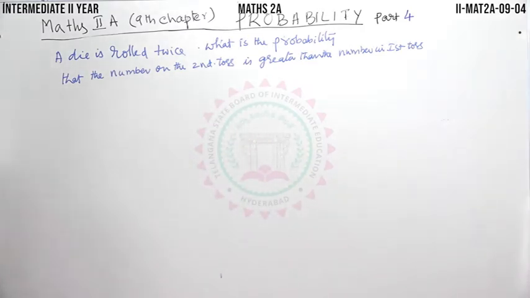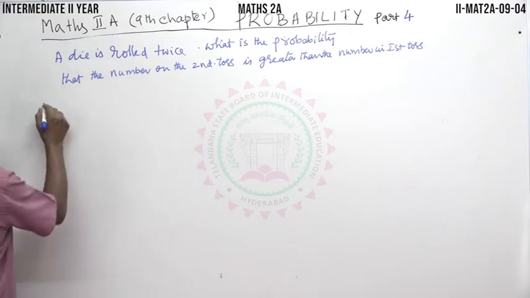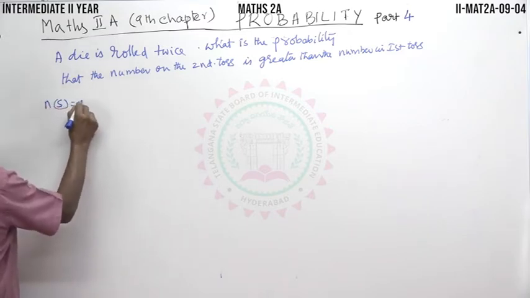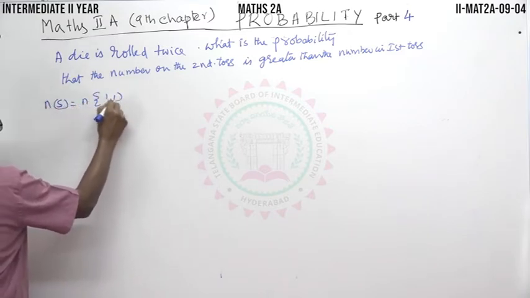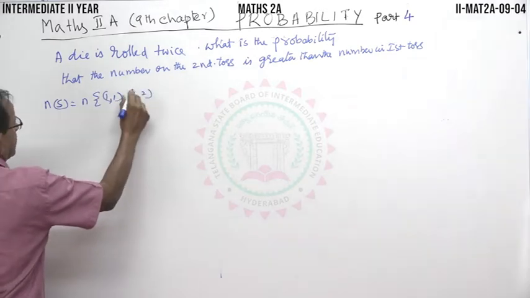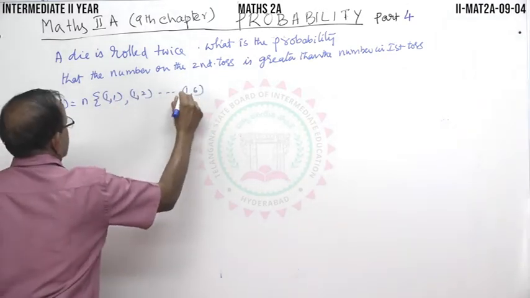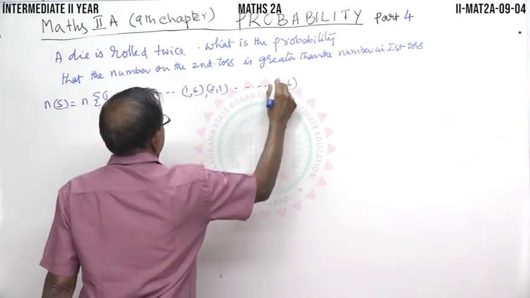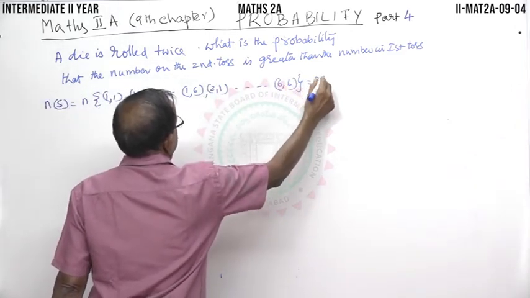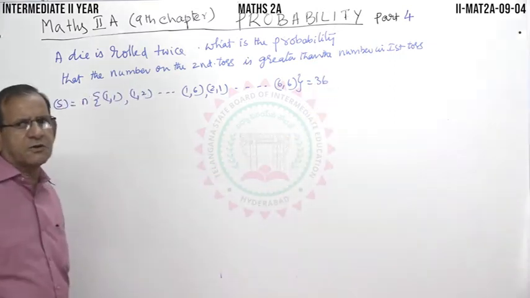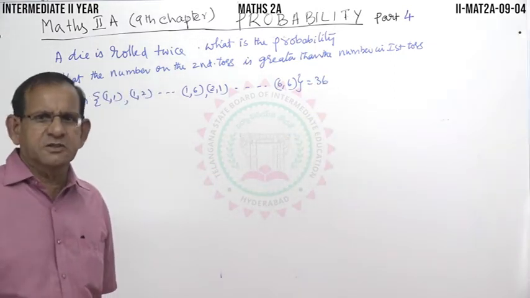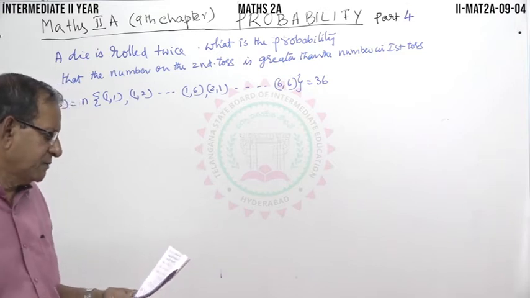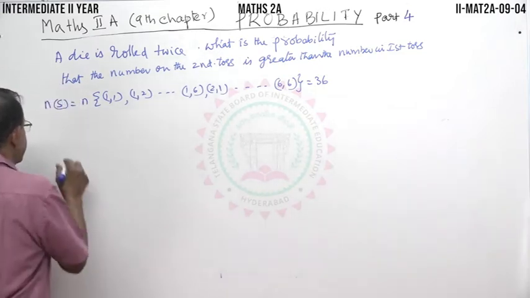When a die is rolled twice, we will get 36 possible outcomes like this. N of S is, you may get 1,1 or 1,2, 1,6, next 2,1, etc., up to 6,6. So altogether 6 into 6, 36 possible outcomes are there in this random experiment. Now here, let us take the event E.